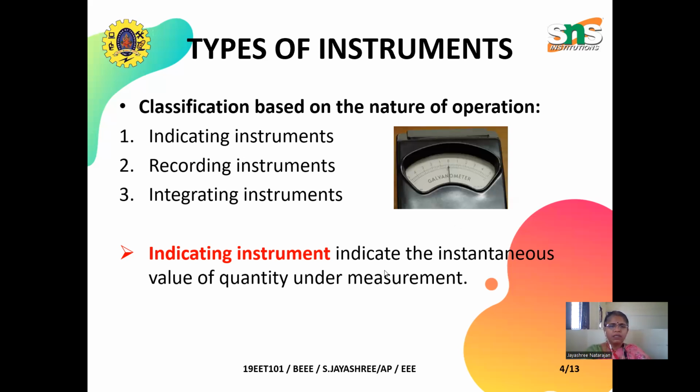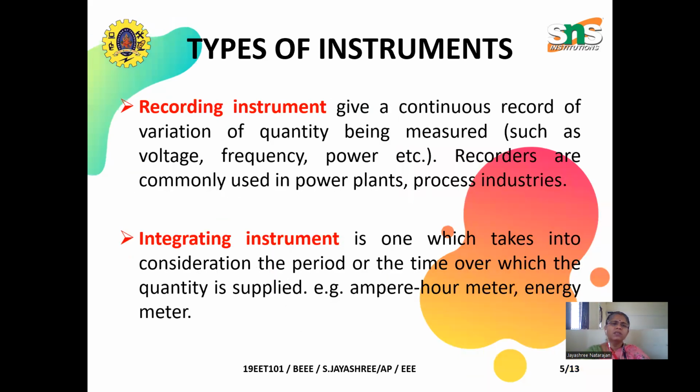Coming to indicating instruments: they indicate the instantaneous value of the quantity under measurement. The second one is the recording instrument. A recording instrument gives a continuous record of variation of the quantity being measured, such as voltage, force, frequency, power, measured for a particular time. This is a record. Recorders are commonly used in power plants and process industries. They give a continuous record of voltage at 9 o'clock, 10 o'clock, 11 o'clock, 12 o'clock. It is continuous data, used in power plants, control panels and so on.